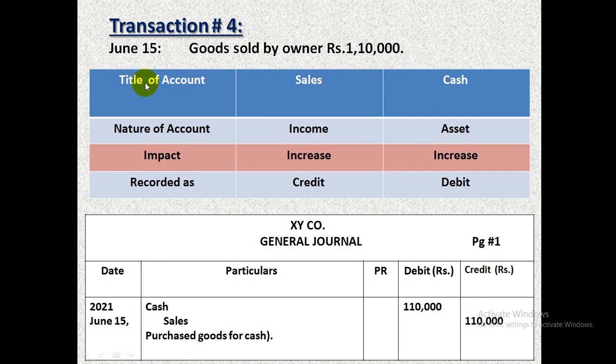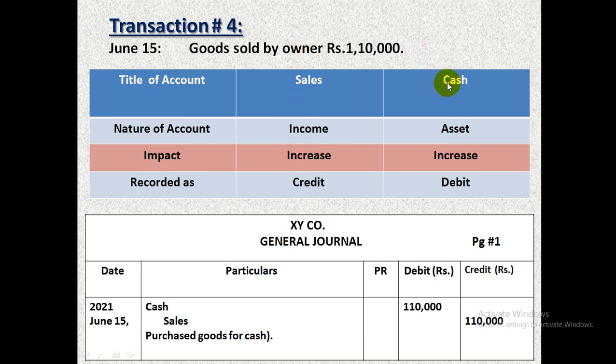Now let's see what these two accounts are by nature. Sales by nature is an income account. Cash by nature is asset. If sales is income, whenever owner will sell the goods, his income will increase. So because of this transaction, his income is increasing. And according to rules of debit and credit, increase in income credit the account.